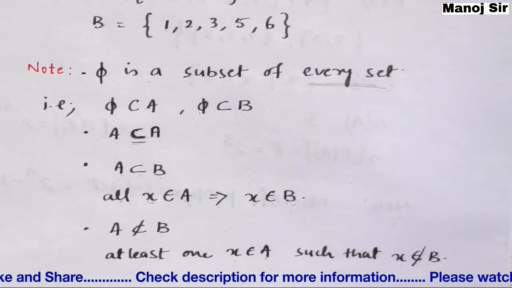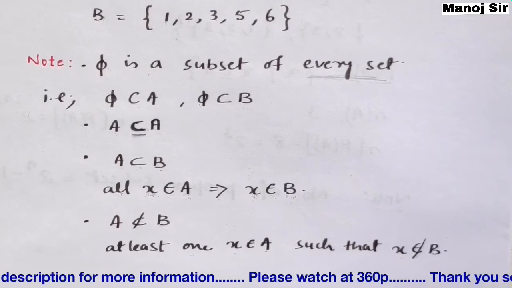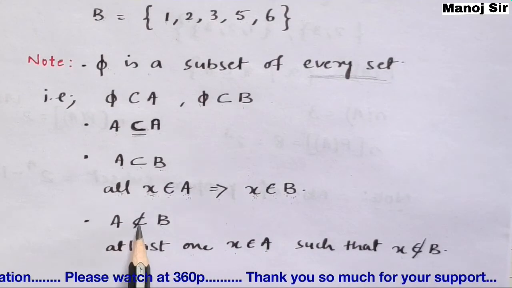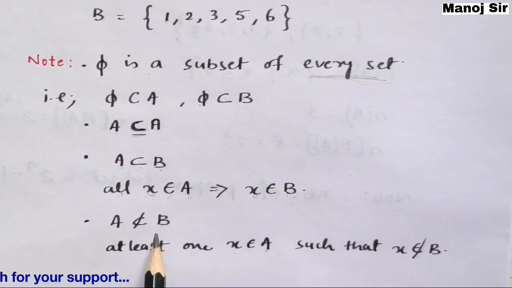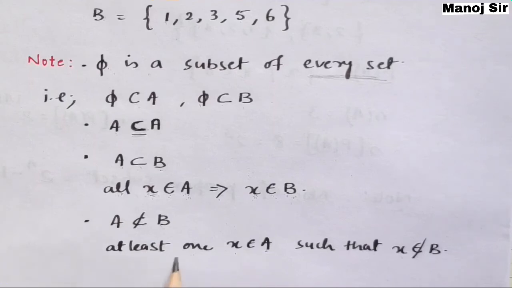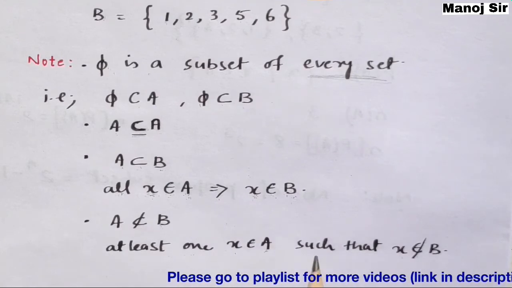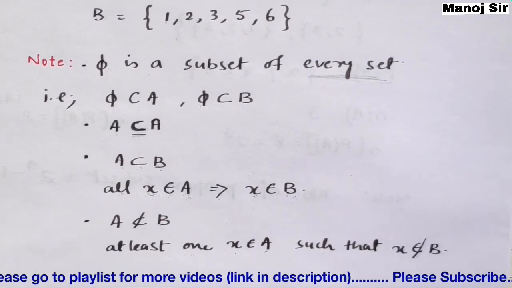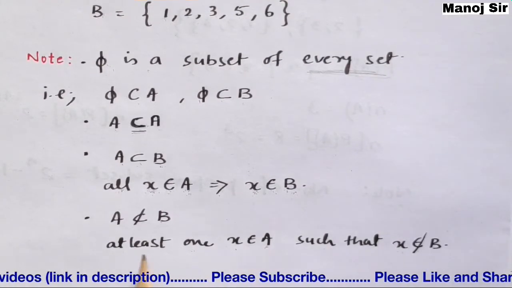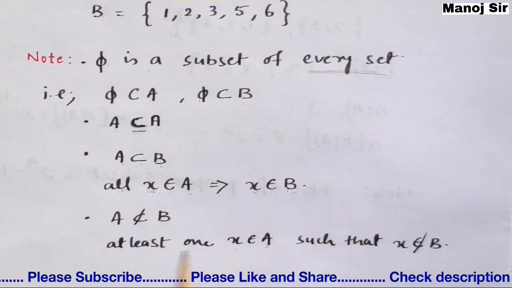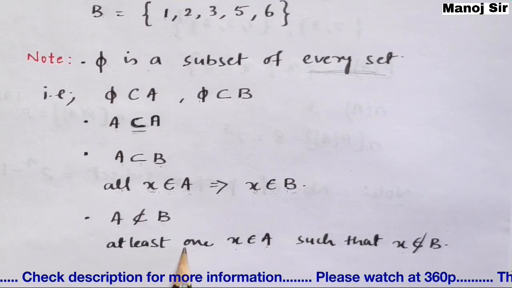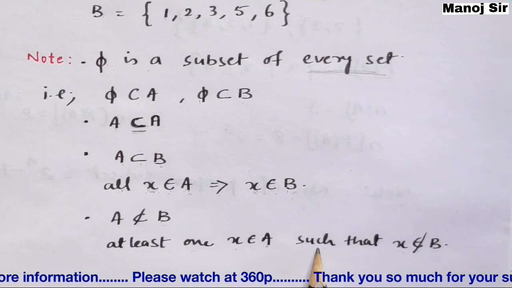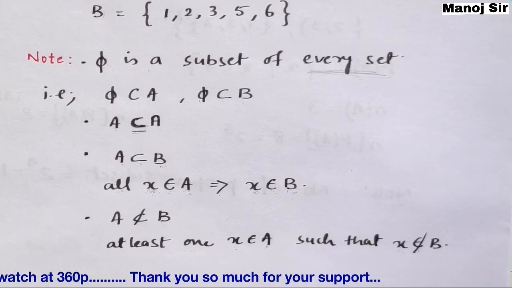Okay, there is the last, very important point. If somewhere it is written that A is not a subset of B, then you need to know that at least one element must be there that belongs to A such that x does not belong to B. I repeat this once again. If somewhere it is written that A is not a subset of B, it means there must be at least one x that belongs to A such that x does not belong to B.